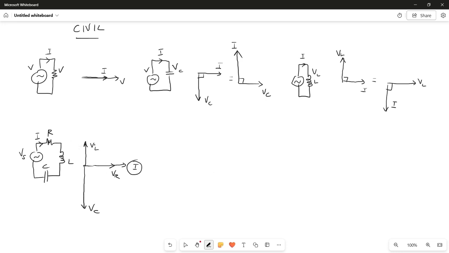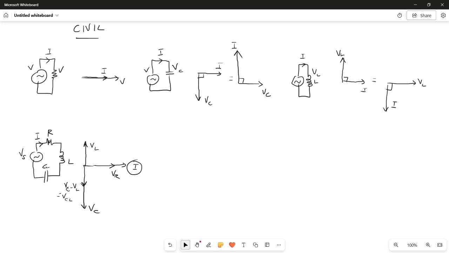So who wins the tug of war between the VL and the VC? Well, VC is longer, and it wins by probably about this much. So this is my VC minus VL, or to make it shorter, I'll just call it VCL. Now, the total Vs, the power supply voltage, is the same as the voltage across this plus this plus this. Yeah, the voltage across the resistor, across the inductor, and across the capacitor.